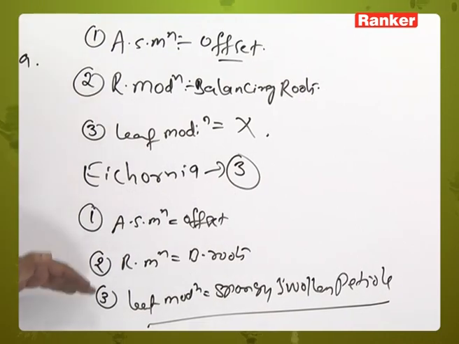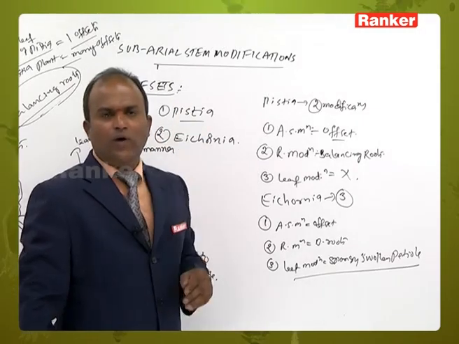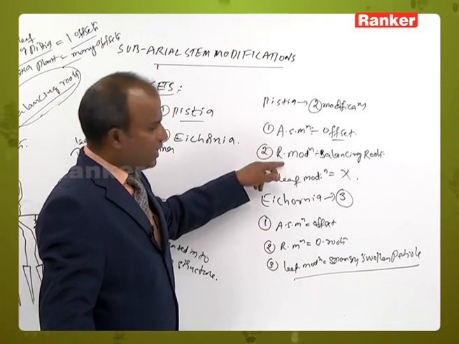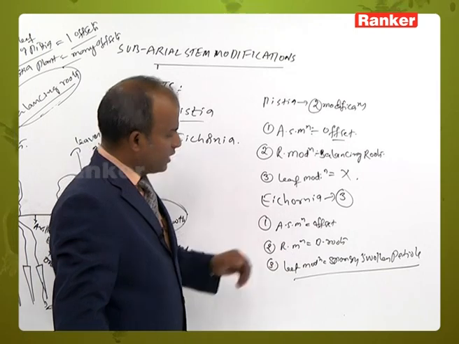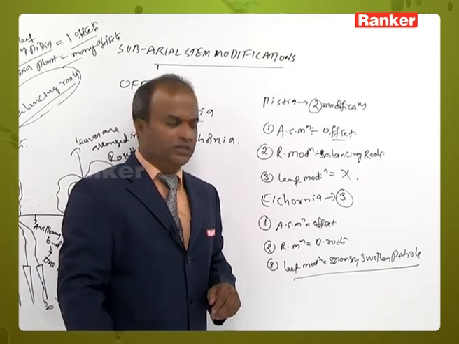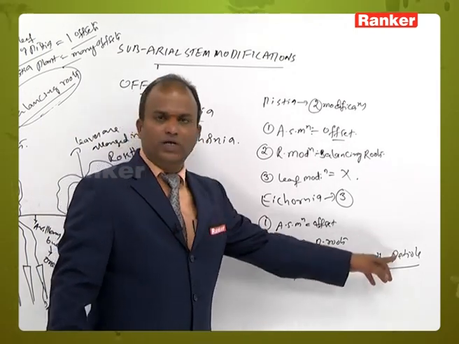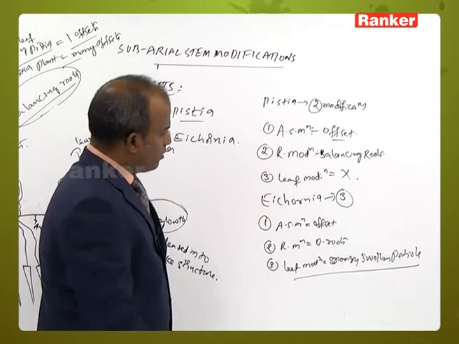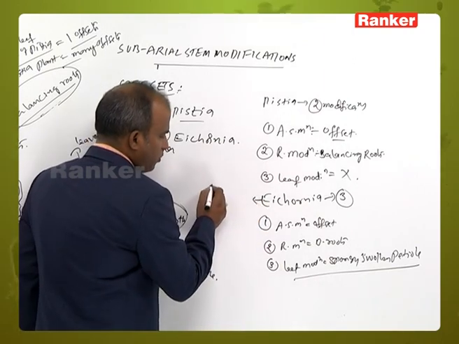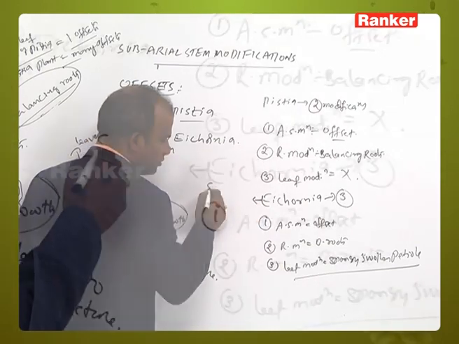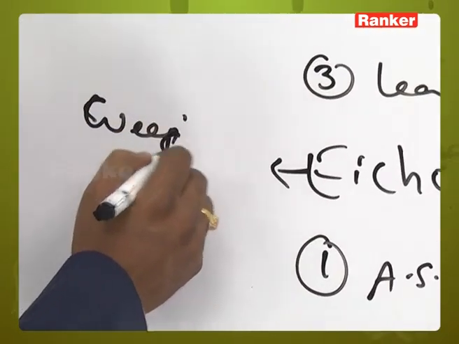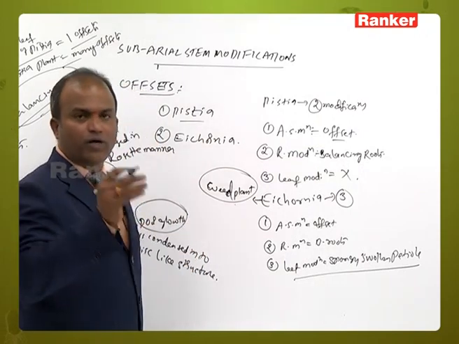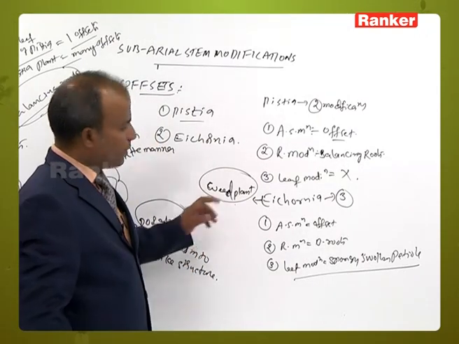What is the difference between Pistia and Icornia? It shows only one modification difference, that is nothing but leaf modification. Pistia does not show any leaf modification. But in Icornia, it shows leaf modification, that is nothing but spongy swollen petiole. And one more thing here about Icornia. Icornia is called a weed plant, one of the most invasive weed plants.